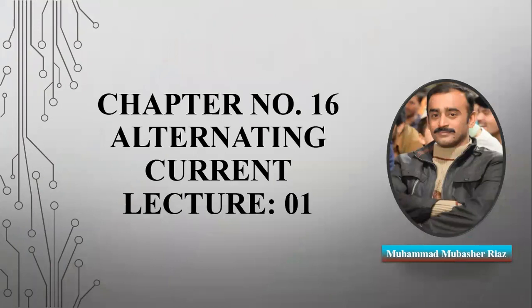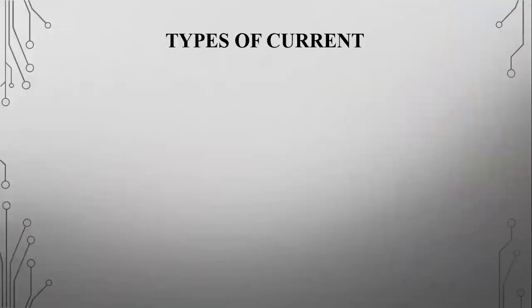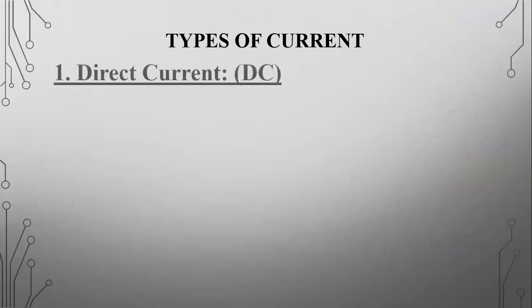आज हम चैप्टर नंबर 16 स्टार्ट कर रहे हैं, which is alternating current. So in this unit we will discuss the characteristics of alternating current and the behavior of alternating current through different components of AC circuits. So before going to start the characteristics of alternating current, we must know that there are two types of electric current, and those types are direct current and alternating current.